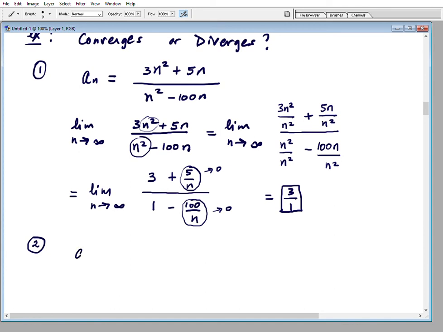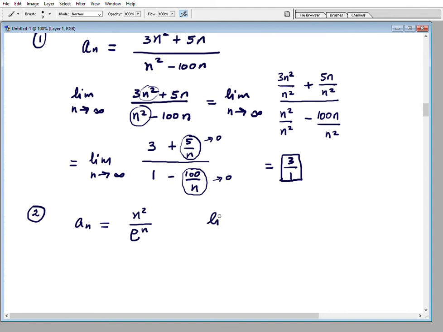Now here's another one. n squared over 2 to the n. Or maybe I'll do e to the n just to make it a little simpler as a first example, as one of the first examples. Instead of 2 to the n, I'll do e to the n. Okay. And now, how do you think we can find, what method can we use, do you think, to do this? Any ideas?